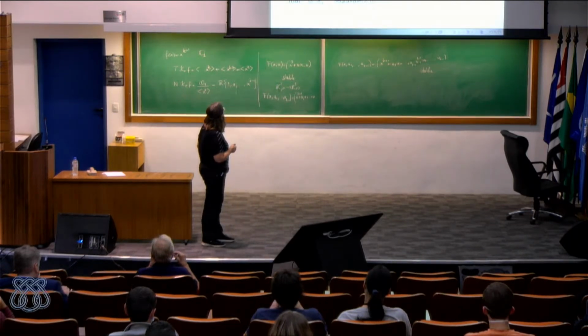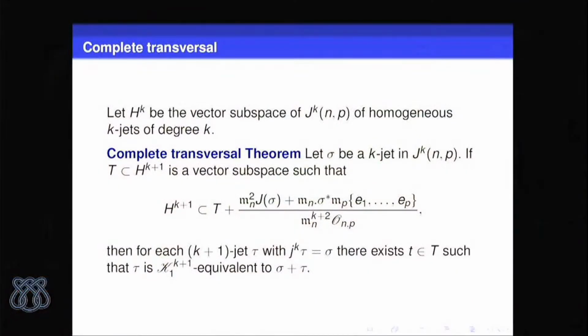So here's the following. The classification is always like that. You work in the jet space, then you prove finite determinacy, and then you go to the germs. Then we look at jets from Kn to Kp of degree k, and we have H^k as the homogeneous k-jets. This theorem says to start with a k-jet and suppose that the subspace of homogeneous k+1 jets is contained in T plus.